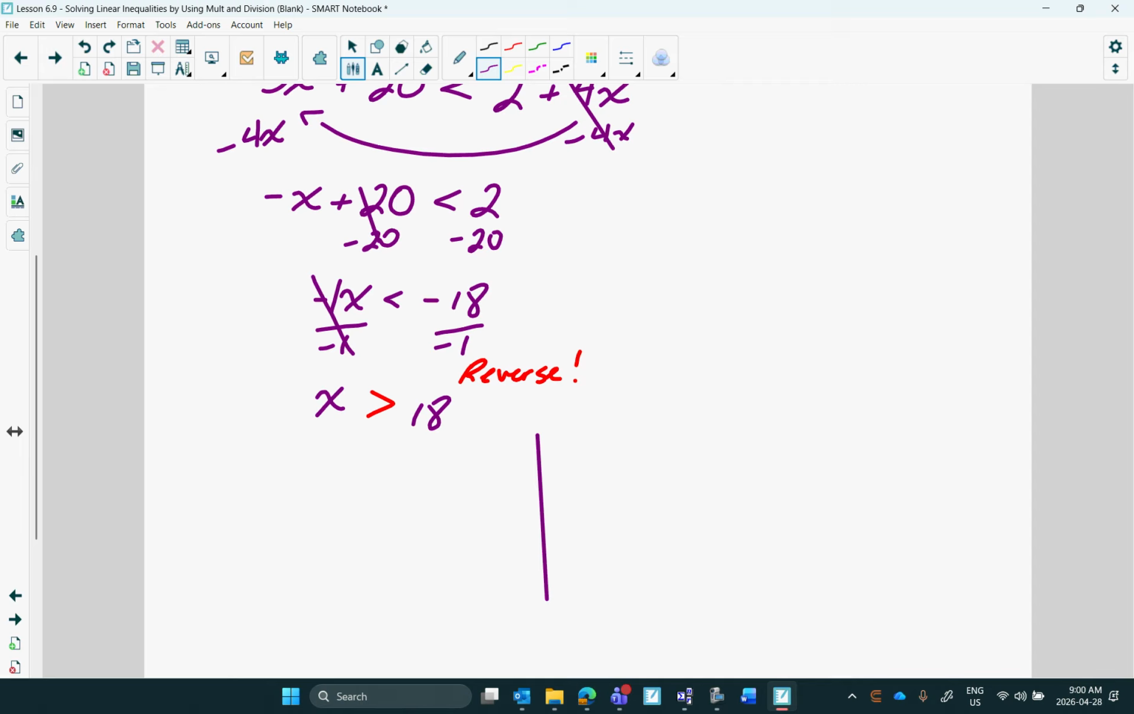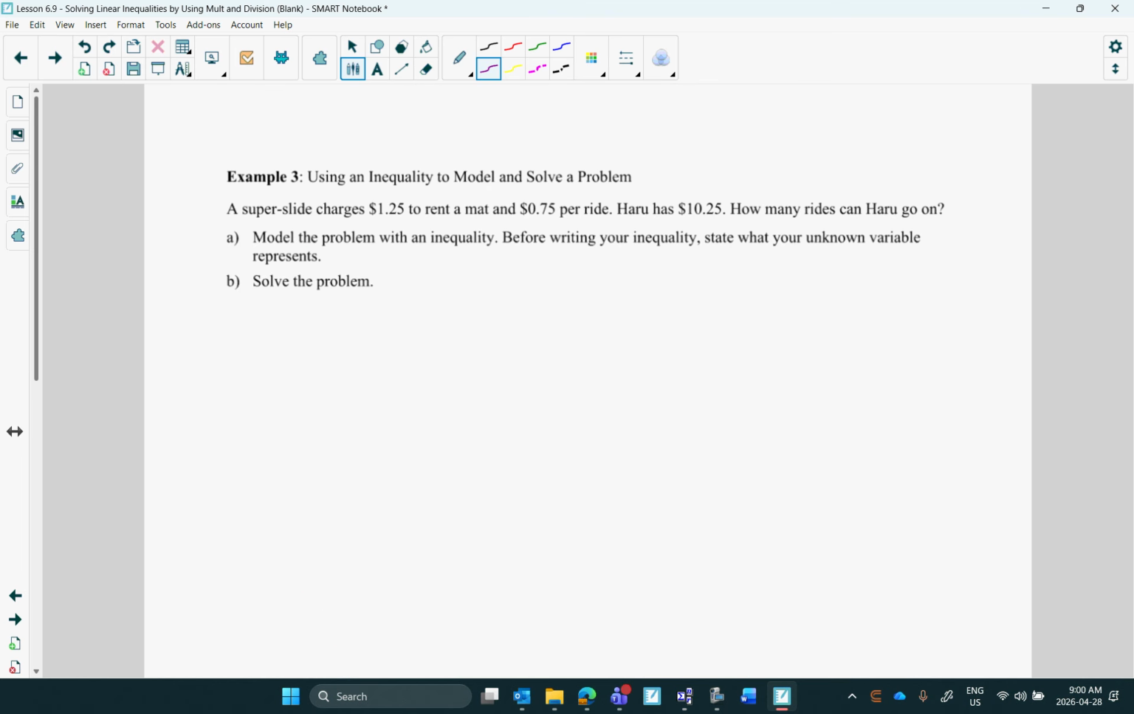You've got a very good handle on these. Okay? Now let's just look at problem 3. A super slide charges $1.25 to rent a mat and 75 cents a ride. However, he has $10.25. How many rides can you go on?